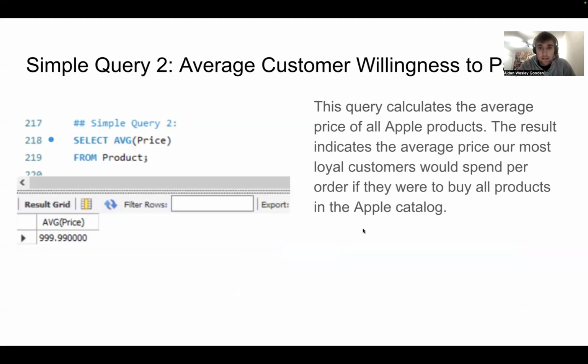The next one, we did a formula for average price of all of the products in Apple's catalog. This is just Apple saying, on average, how much are our customers going to spend per order if they're ordering all of our products.